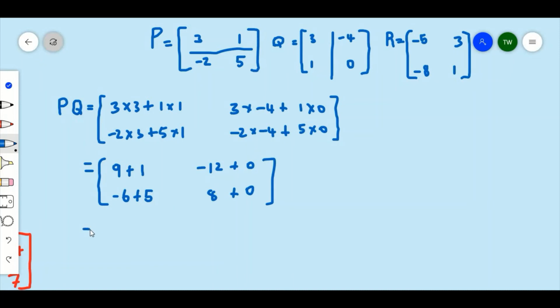Therefore, matrix PQ is going to equal the final answer of 9 plus 1, that's going to give us 10. Negative 6 plus 5, that's going to give us negative 1. Negative 12 plus 0, that's going to give us negative 12. And 8 plus 0, that's going to give us 8. So therefore, PQ is going to equal 10, negative 12, negative 1, 8. Alright?